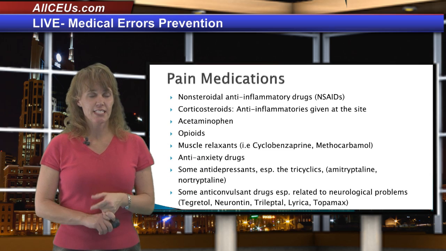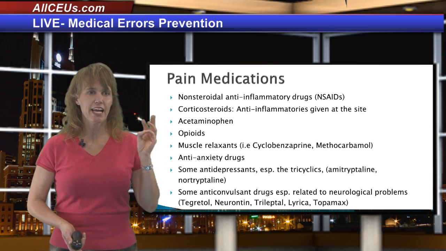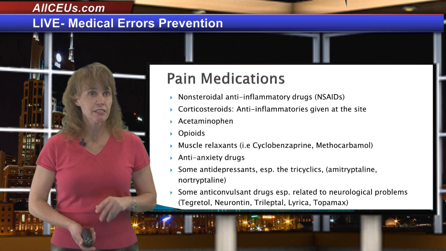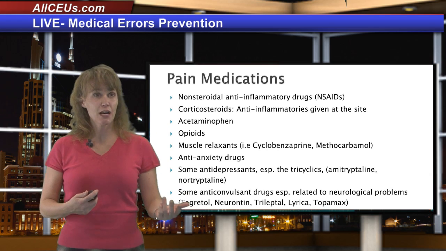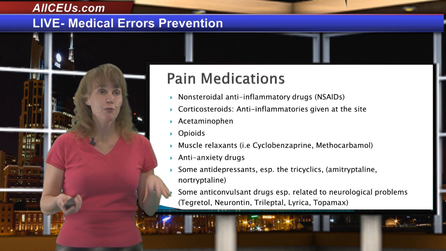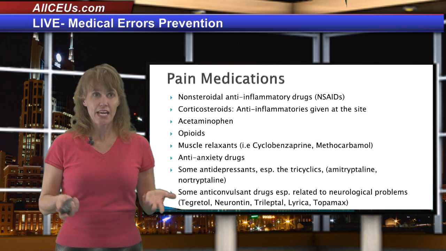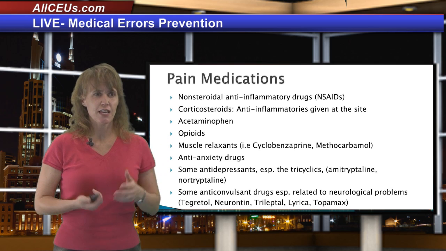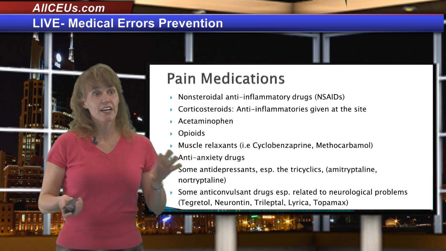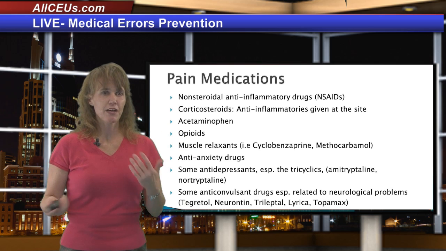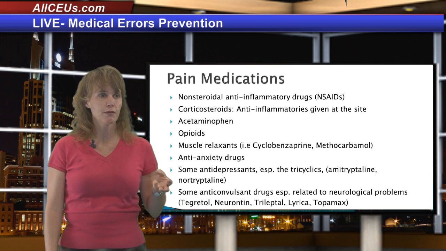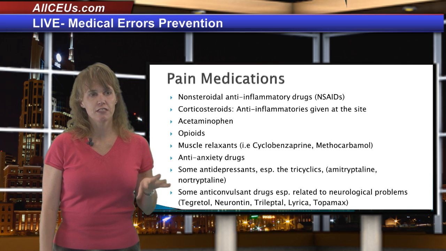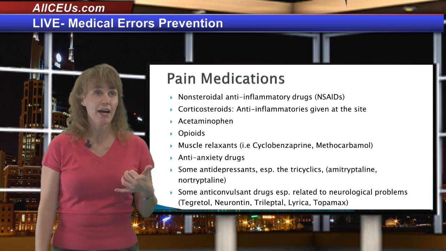Some antidepressants, especially the tricyclics like amitriptyline and nortriptyline, have also been found to be somewhat effective in helping with pain, especially neurologic type stuff. As are anticonvulsant drugs, especially as they relate to neurological problems like Tegretol, Neurontin, Trileptal, Lyrica, and Topamax.